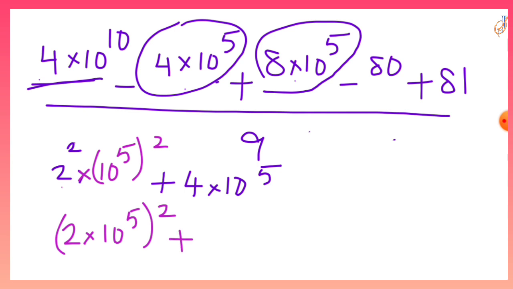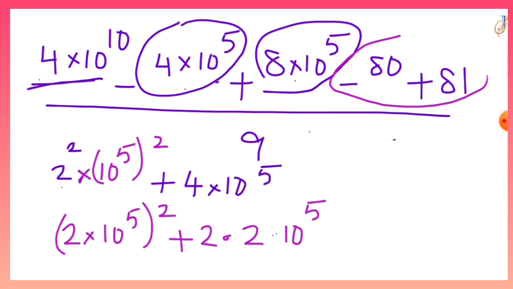The second term is 4 times 10 power 5, we can write it as 2 times 2 times 10 power 5. And what we have left are the last two terms. This we can do minus 80 plus 81, which gives plus 1 only. So just write plus 1. Now observe this expression. It is in the form of a square, and this 1 we can write as 1 square. So that is in the form of b square.